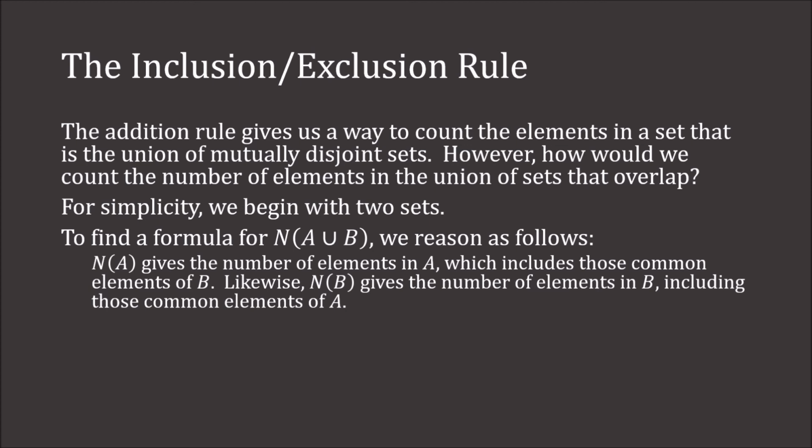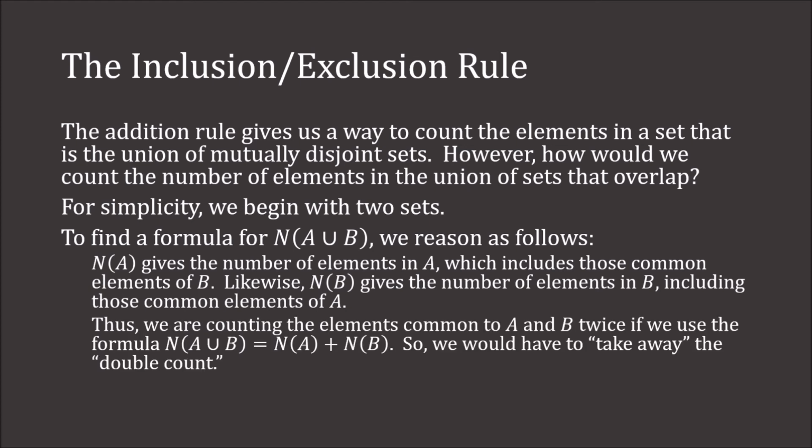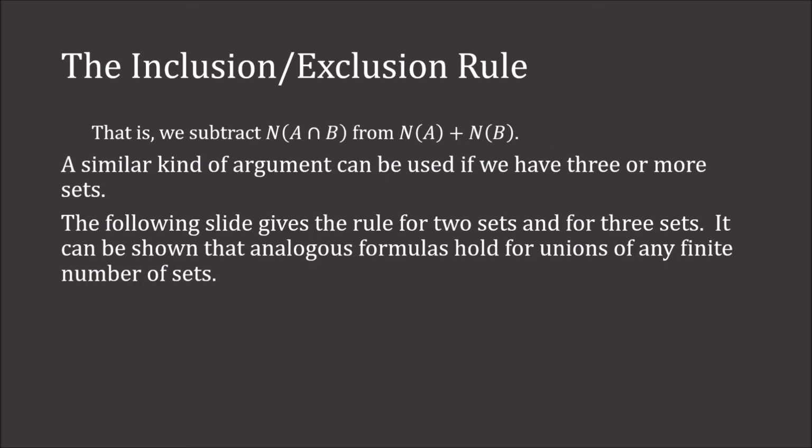N of A gives us the number of elements in A, which would include those that are common elements of B. Likewise, N of B gives us the number of elements in B, which includes the number of elements common in A. So if we were to do N of A plus N of B, essentially we're counting the elements common to A twice. So we'd have to take away this double count. That is, we would subtract the number of elements common to A and B from N of A plus N of B. And a similar kind of argument can be used if we have three or more sets.